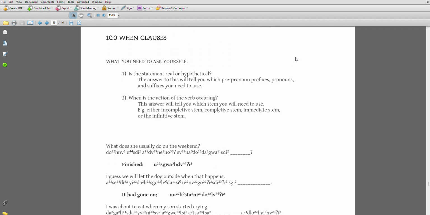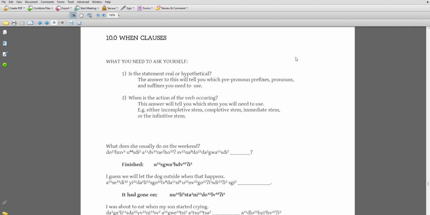When clauses. What you need to ask yourself. Is the statement real or hypothetical? The answer to this will tell you which pre-pronoun, prefixes, pronouns, and suffixes you need to use. When is the action of the verb occurring? This answer will tell you which stem you will need to use. For example, either completive stem, incompletive stem, immediate stem, or the infinitive stem.